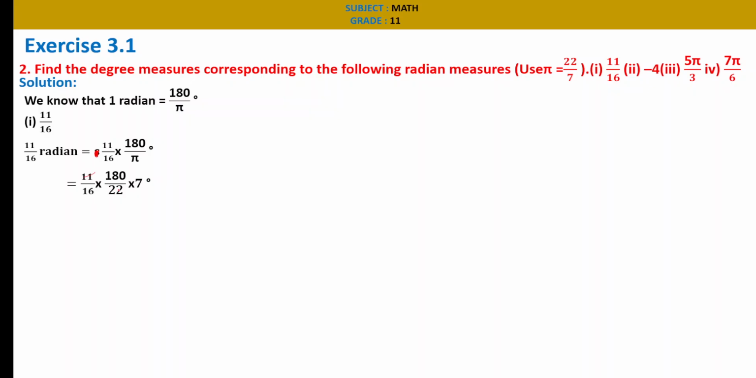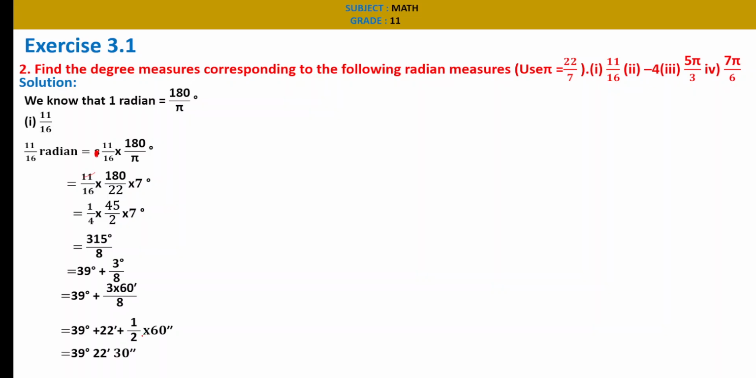Cancelling, 11 ones, 11 twos, and then 4 fours, 4 forty-fives, we are going to get 315 by 8 degrees. Now this can be made as 39 degrees plus 3 by 8 degrees. 3 by 8 degrees, let us convert into minutes by multiplying by 60. So then we are going to get 22 minutes plus half a minute. Half a minute, let us convert into seconds by multiplying by 60. So therefore 39 degrees, 22 minutes and 30 seconds.